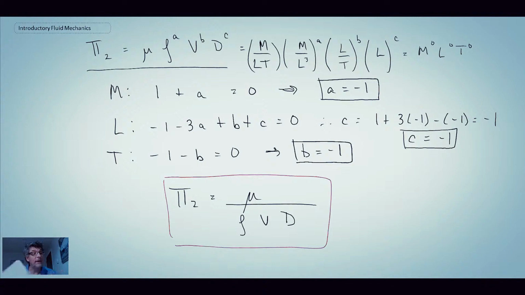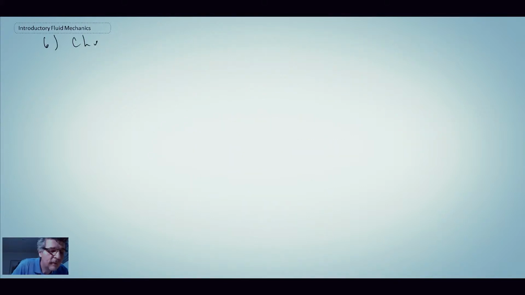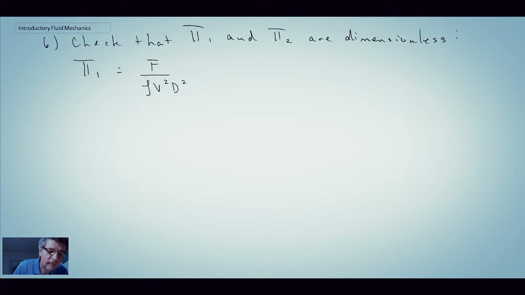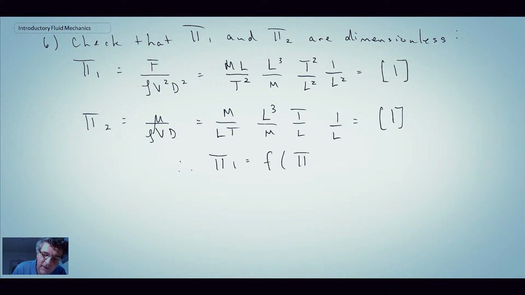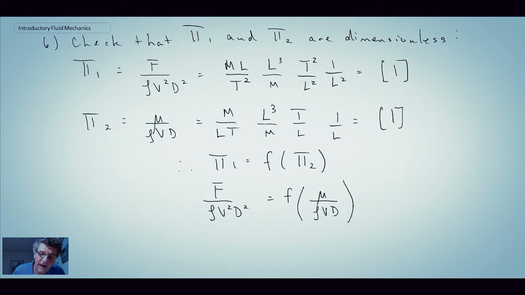So looking at Buckingham pi, the next step is step 6, where we have to check the dimensions. So let's do that. So we find those are both dimensionless, which is good. That means that we did our work right. And what we can write is that pi 1 is going to be equal to some function of pi 2. And substituting in pi 1 and pi 2, we get that for a relationship.